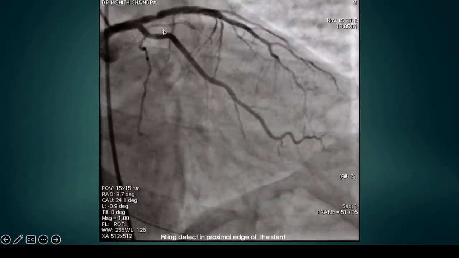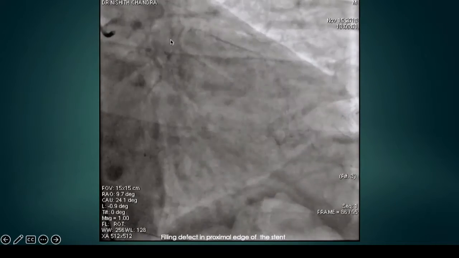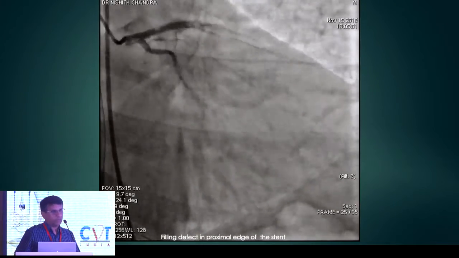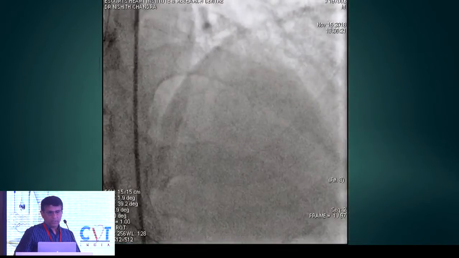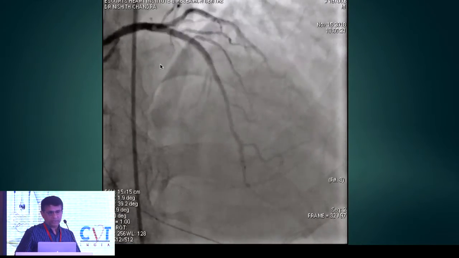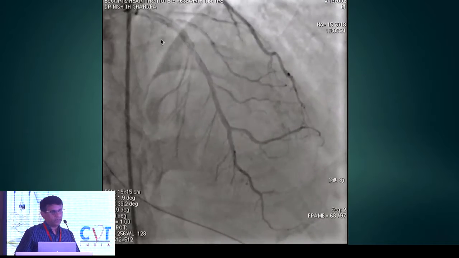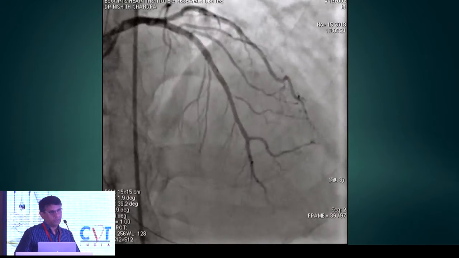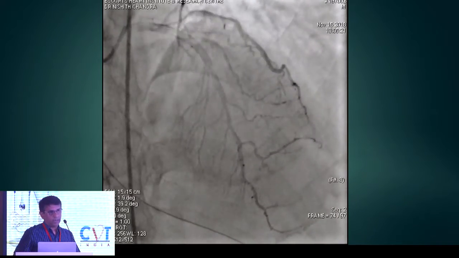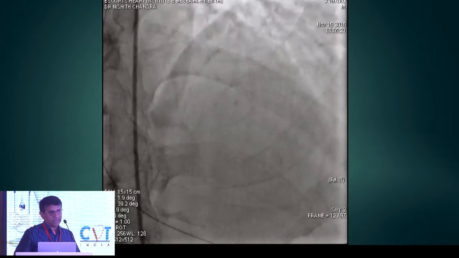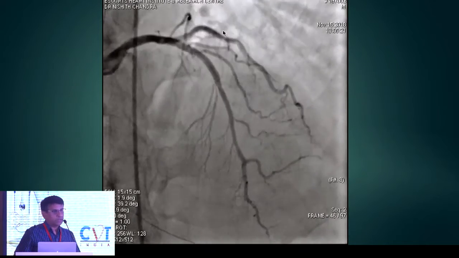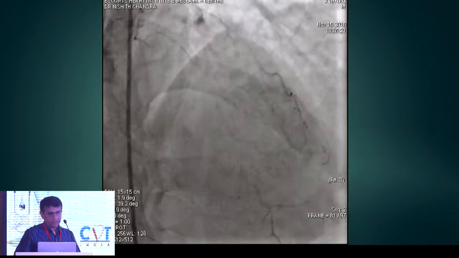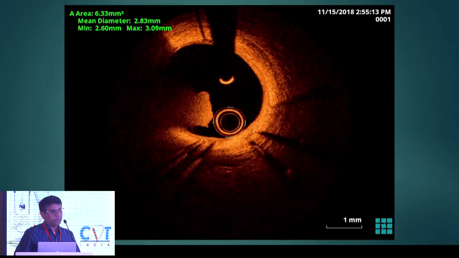If you see carefully, there is a filling defect at the proximal margin of the stent, which was put 5 years ago. In the cranial projection, you can see there is a blob, or a filling defect. So what should we do now? A gentleman presented 5 years down the line with an NSTEMI, ACS, and with an ambiguous lesion in the coronaries. To solve this problem, we did the OCT and we found there is a clot.